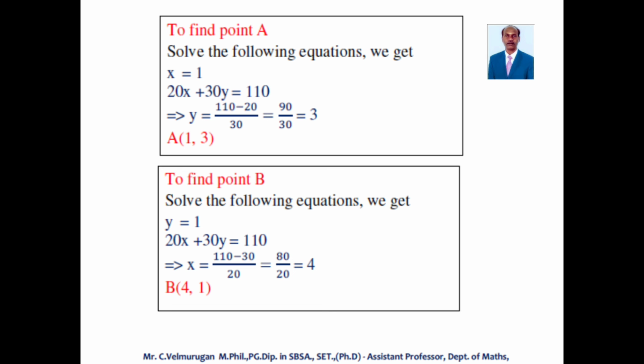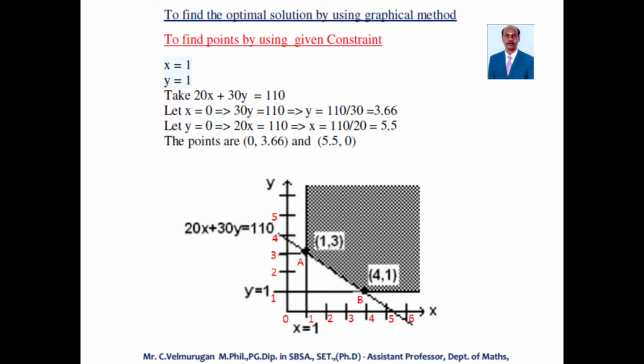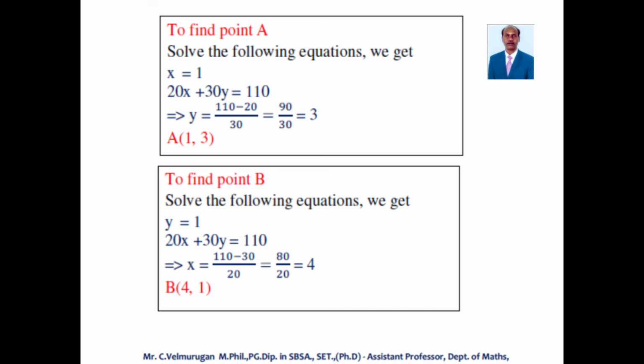Similarly, we can find out the point B. Which 2 lines are intersecting in point B? That is 20x plus 30y equal to 110 and y equal to 1. Now y is equal to 1, so if we apply y equal to 1 in the other equation, we get 20x plus 30 equal to 110. Then 30 goes to the right hand side, 20x equal to 110 minus 30. Then x is equal to 110 minus 30 divided by 20. So we get 80 divided by 20 equal to 4. So what is the point B?